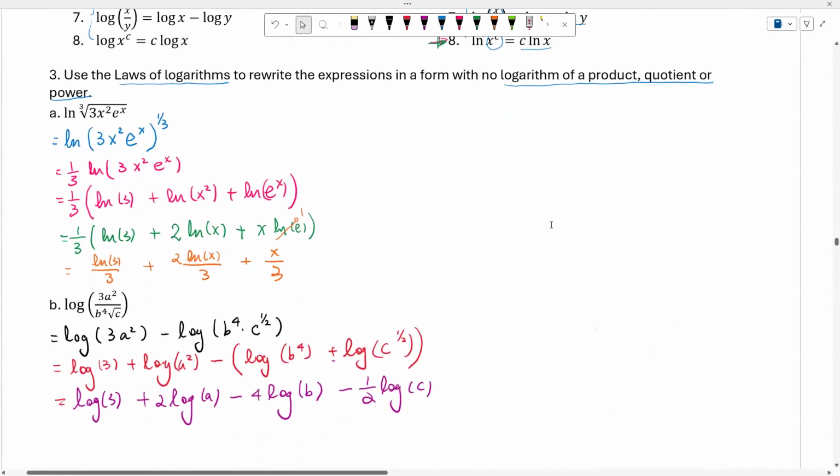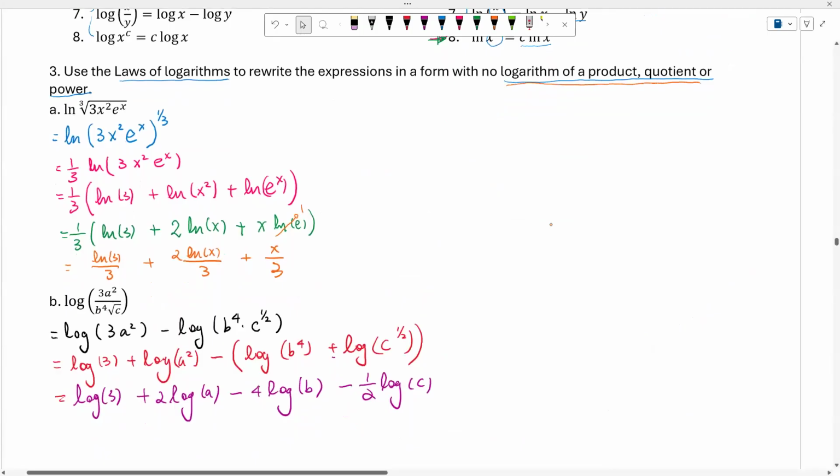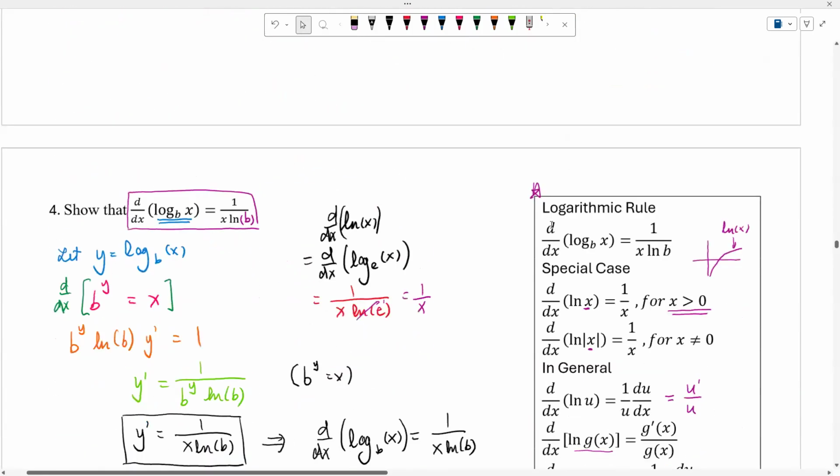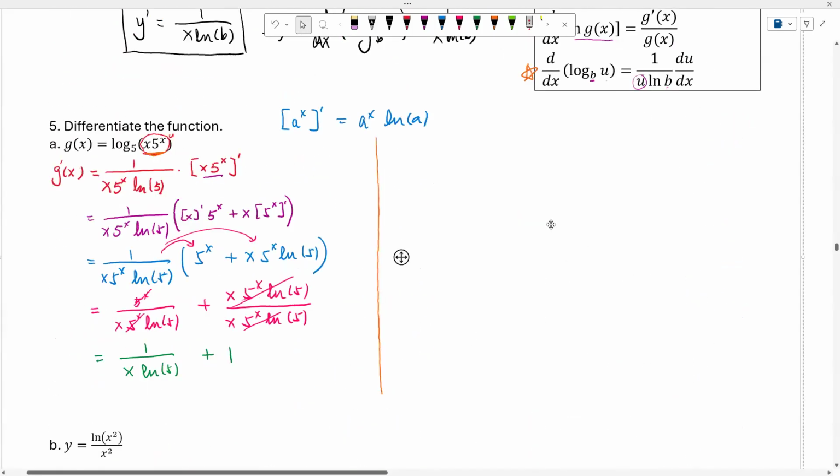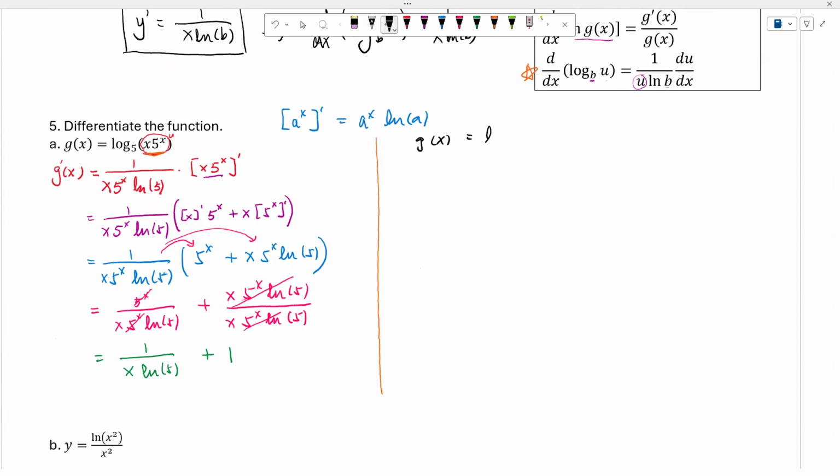Let us try to rewrite the log without any product, quotient, or power. So again, I start with g of x equal to log base 5 of x times 5 to the x. Then it will be log base 5 of x plus log base 5 of 5 to the x.